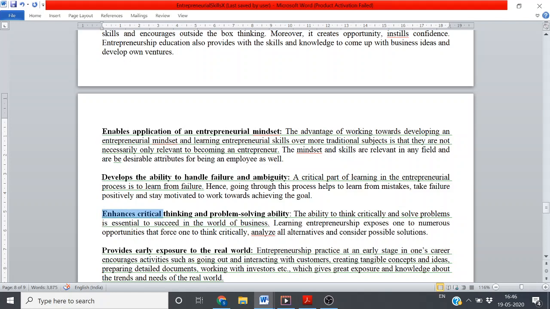Enhance critical thinking and problem solving ability. The skill it will develop is critical thinking. You know what is critical thinking? Critical thinking is to think about the situation and analyze it properly, to think of alternative situations.